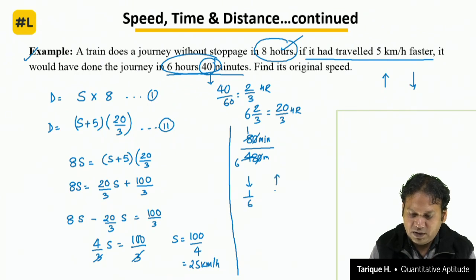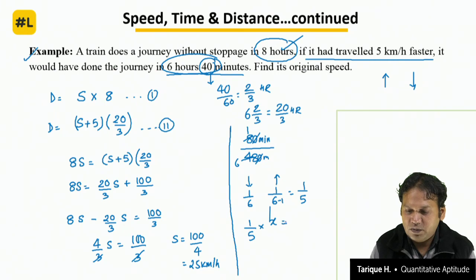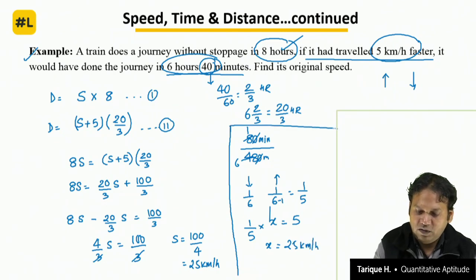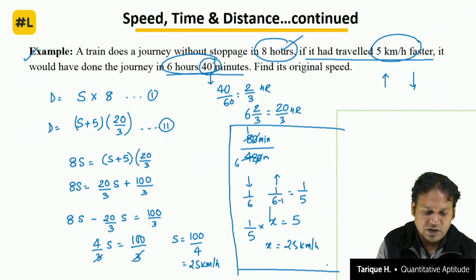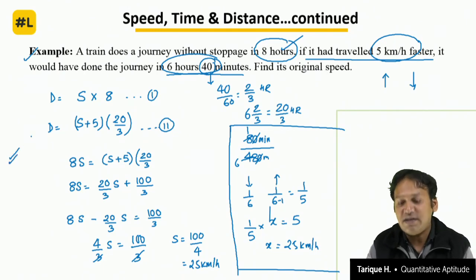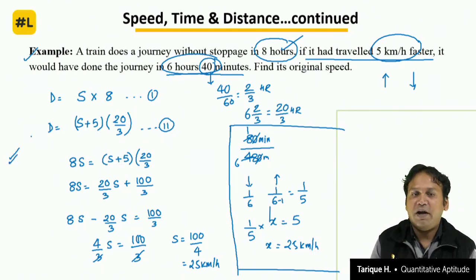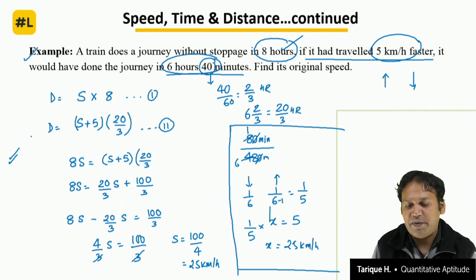Speed should increase by 1 by (6 minus 1), that is 1 by 5. 1 by 5 of something is equal to 5, because we know the speed increased by 5. So x is equal to 25 kilometers per hour. So you can see the time taken to solve in this case and the time taken to solve in the other case. What is the difference that you should observe? Why do we have to learn faster methods and easier methods of calculation? Because in examination we don't have sufficient time to solve questions.